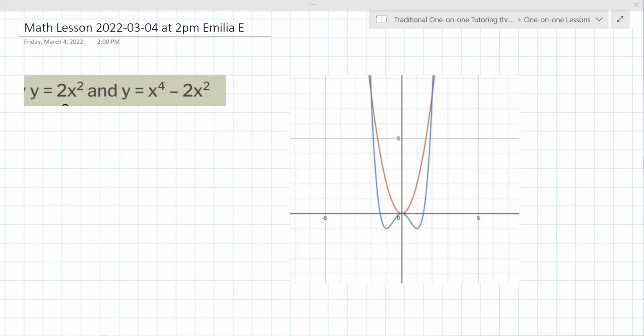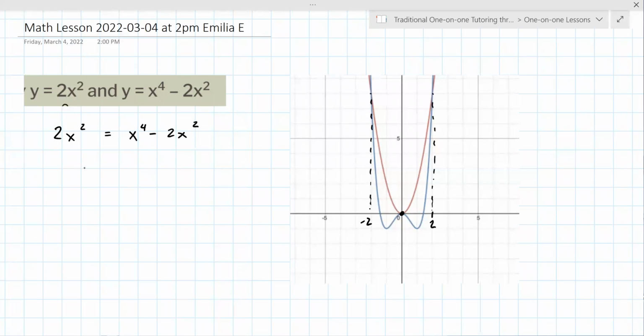Same question as the previous ones, where it says find the area enclosed by the graphs. In this case, you would set 2x squared equal to x to the fourth minus 2x squared. You're doing that to find what we can already see are the x values. There are 3 of them: one at -2, 0, and then at 2. But let's see how to do them by hand.